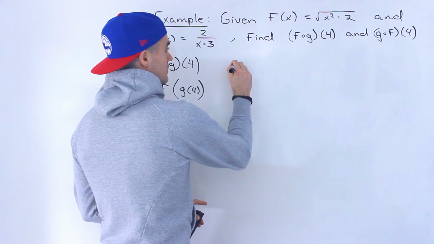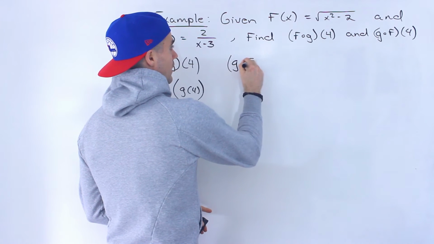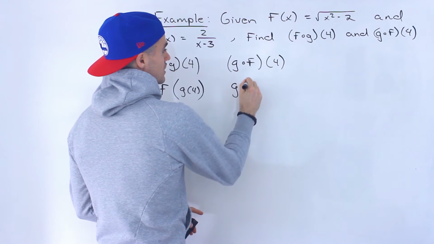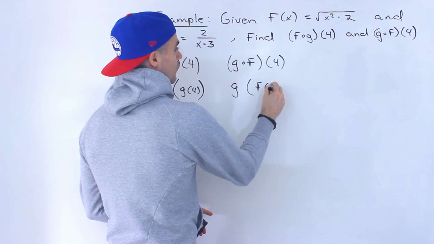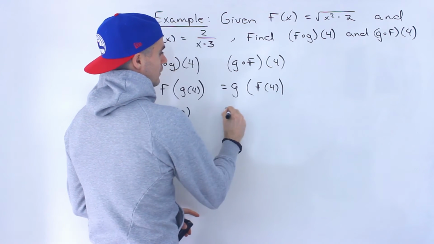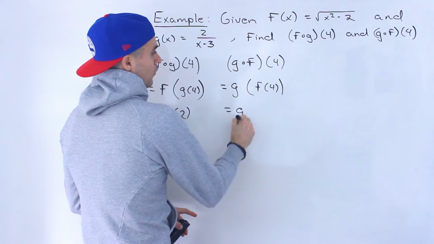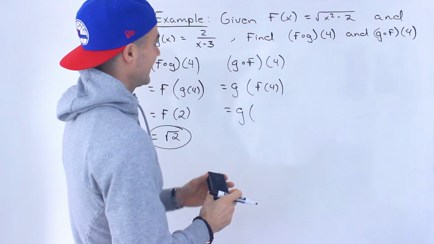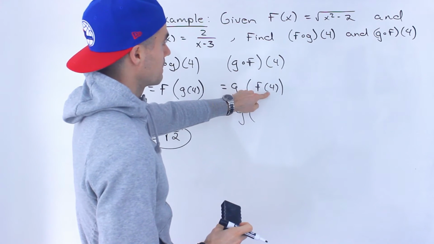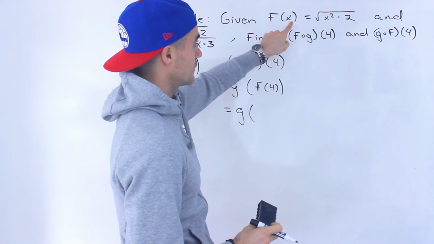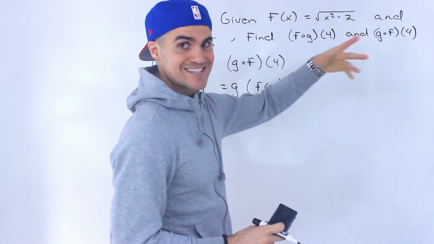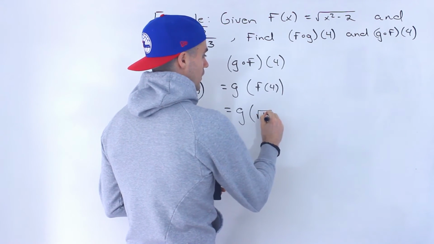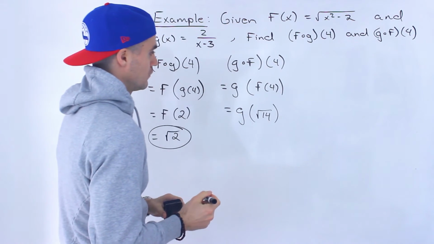Now g of f of 4, the way we could rewrite this is g of f of 4, like that. And then what is f of 4? So we would plug in now 4 for the x value in the f function. So we'd have 4 squared, which is 16, minus 2, which is 14. So we would end up having the square root of 14 over here.